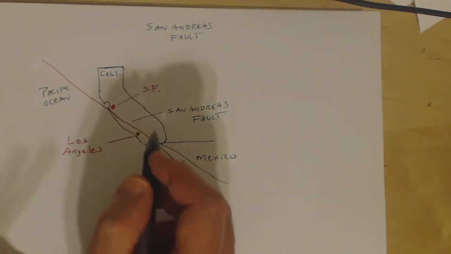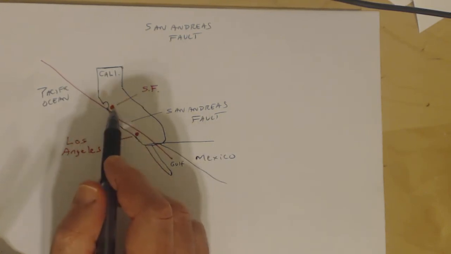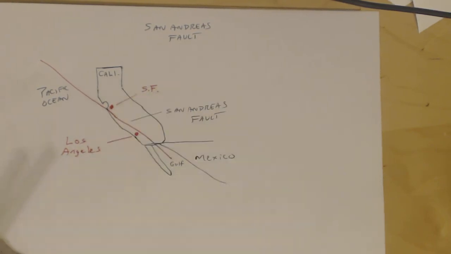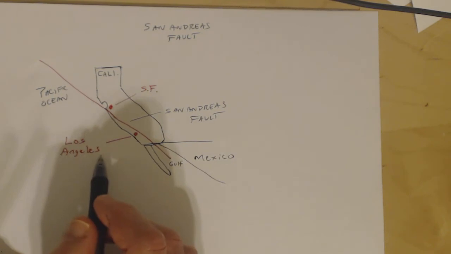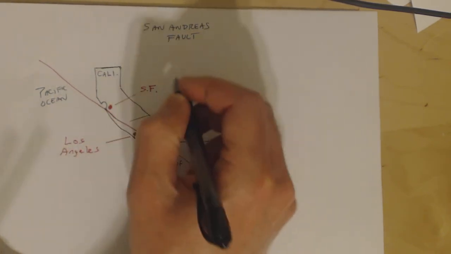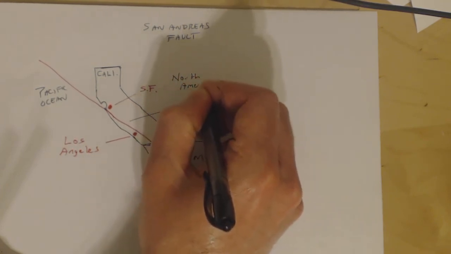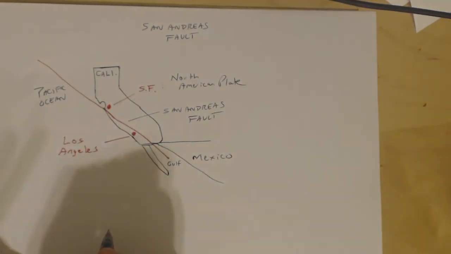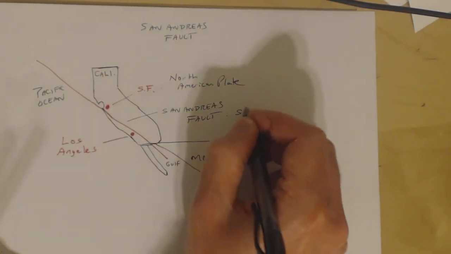Now, the interesting thing about this, and why I bring this up, is because if you notice, San Francisco is on one side of that fault, and Los Angeles is on the other side of that fault. Wouldn't you know it, San Francisco is on one tectonic plate, Los Angeles is actually on a different tectonic plate. San Francisco is on the North American plate, and Los Angeles is not. This type of fault is a strike-slip fault.